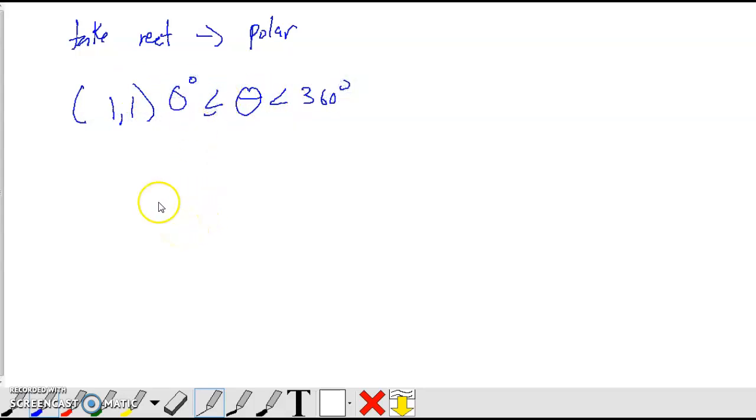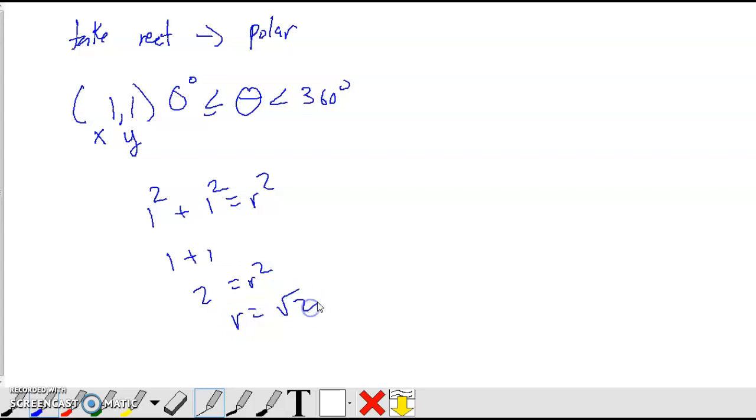Okay, so what do I know? I know that this is x, and I know that that's y, so I'm just going to say 1 squared plus 1 squared is equal to r squared, so 1 plus 1 is 2. So r is equal to the radical 2. R is always positive.